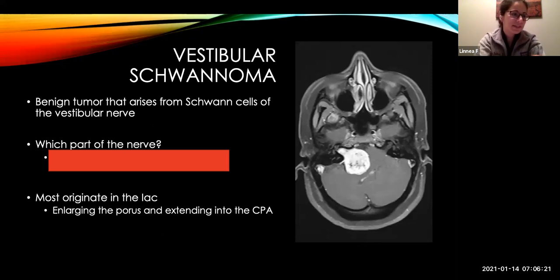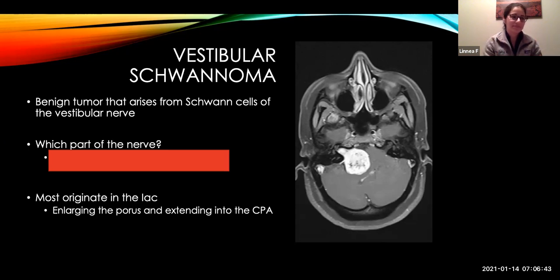So vestibular schwannoma is a benign tumor. It's well circumscribed, it's unencapsulated. It arises from the Schwann cells of the vestibular nerve. The thought is that there's a particular junctional zone of the nerve, and this actually reminded me a little bit of those transitional zones where squamous cell carcinoma stuff kind of happens, things like that.